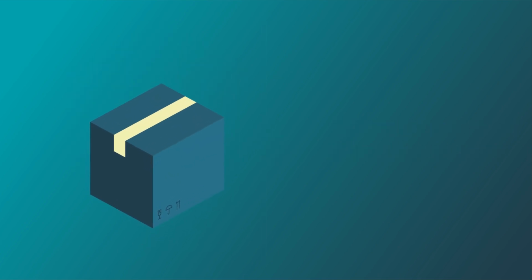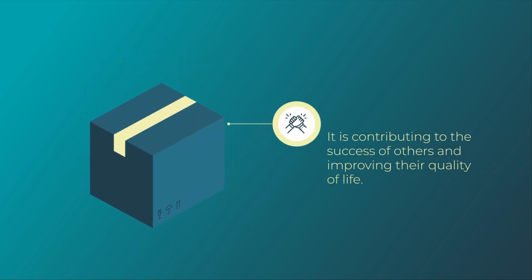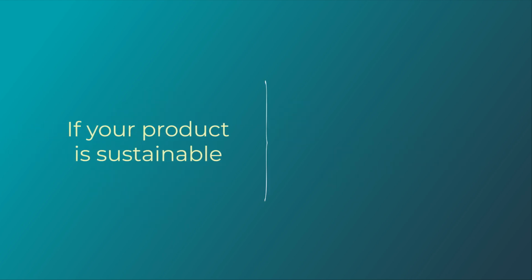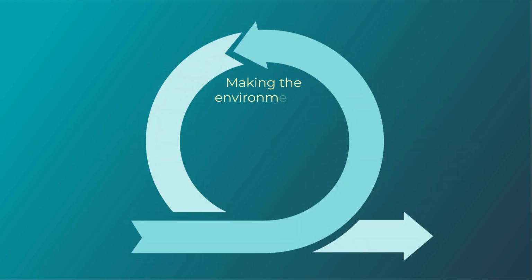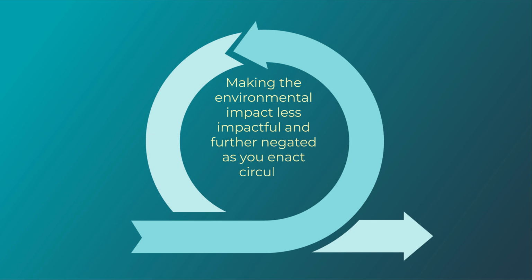If a product is helpful, then it is contributing to the success of others and improving their quality of life. If your product is sustainable, then it should also be helping others and improving your community, making the environmental impact less impactful and further negated as you enact circular business models.